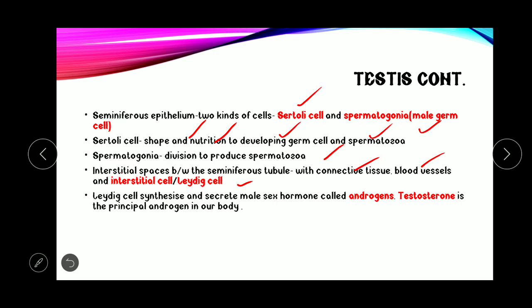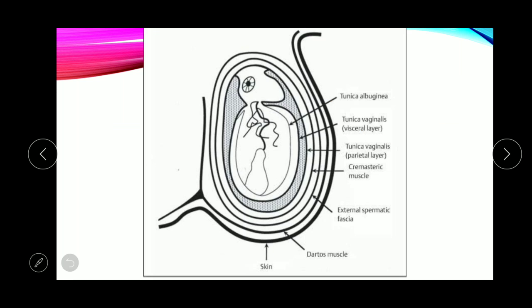Okay, and the Leydig cell synthesizes and secretes male sex hormones called androgens. So the function of Sertoli cell is to provide nutrition, that's why they are called nurse cells, and the Leydig cell secretes male sex hormone called androgen. Sertoli and Leydig, these cells are named according to the name of the discoverer. Enrico Sertoli discovered the Sertoli cell, and Franz von Leydig discovered the Leydig cell.